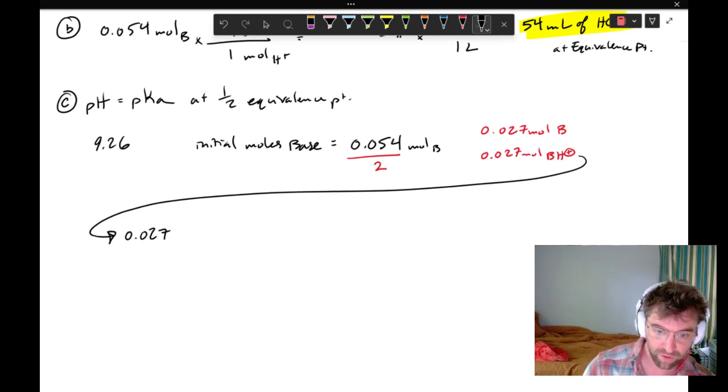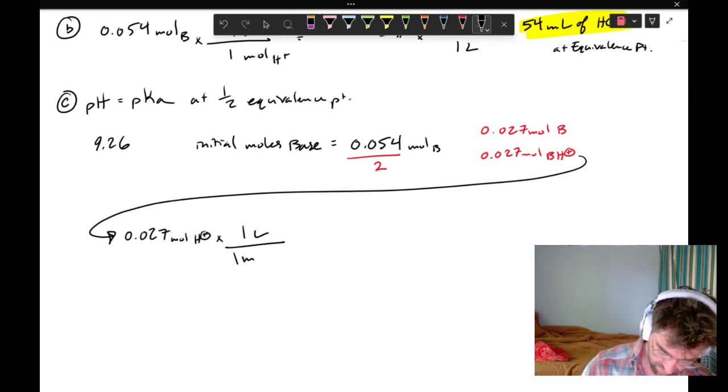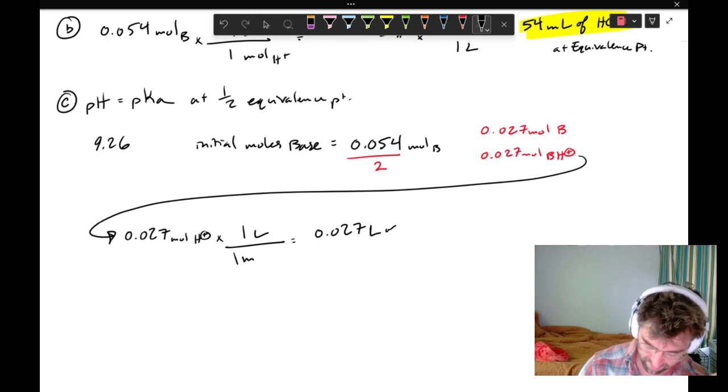So 0.027 moles of protons are needed. We have our 1 mole per liter solution. So 0.027 liters of HCl are needed.